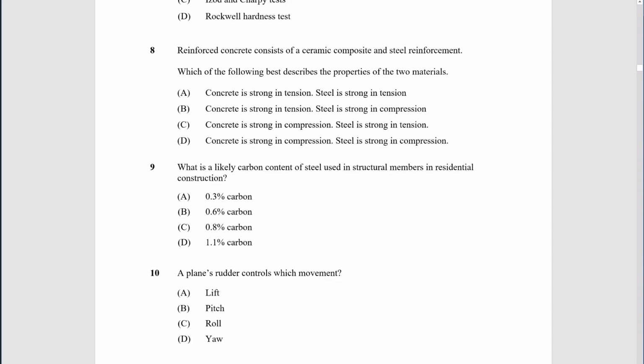Reinforced concrete consists of a ceramic composite and steel reinforcement. Which of the following best describes the properties of the two materials? Concrete is strong in compression and steel is strong in tension. C. I think that's also a very easy question.